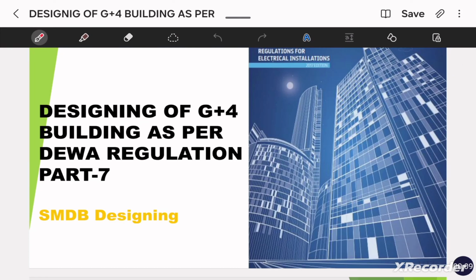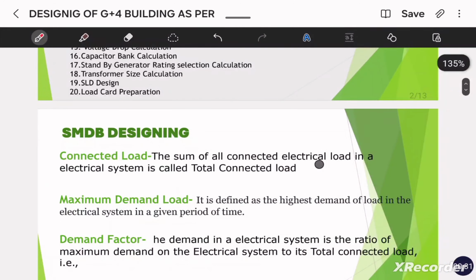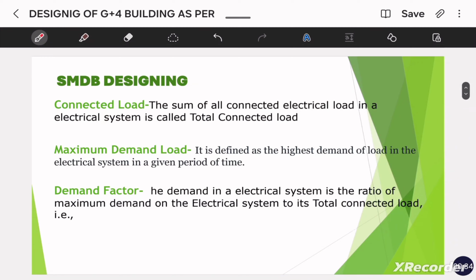Today in this video, I will discuss the SMDB designing. This is the part 7 video in the series of designing a G+4 building as per DEWA regulation. In the part 6 video, I also discussed SMDB designing, but in that video I covered what is connected load, total connected load, maximum demand load and demand factor. I deeply covered these 3 points.